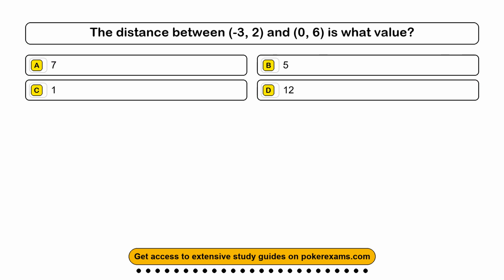Question 16. The distance between (-3, 2) and (0, 6) is what value? Option A, 7. Option B, 5. Option C, 1. Option D, 12.